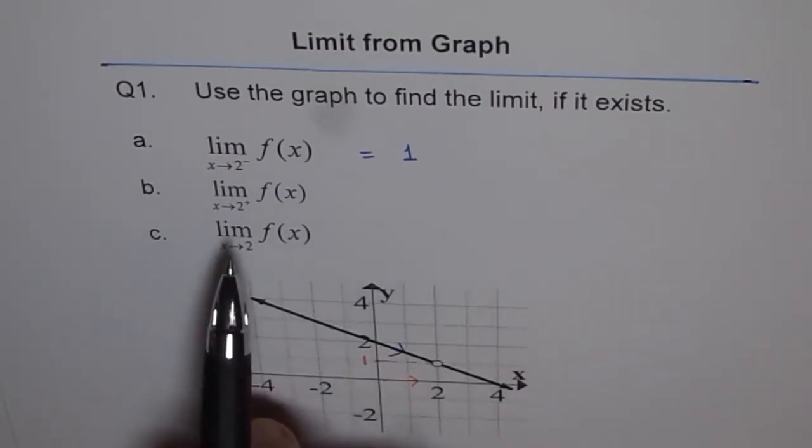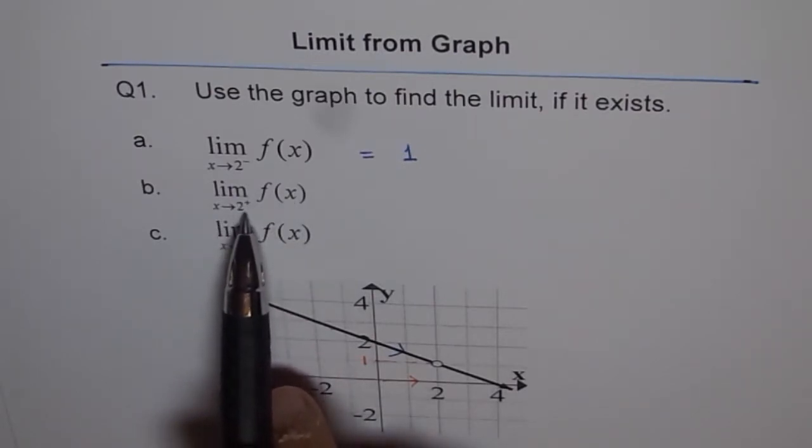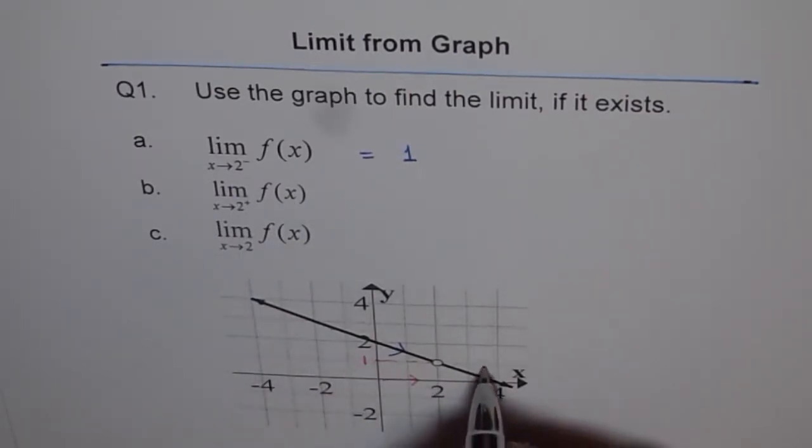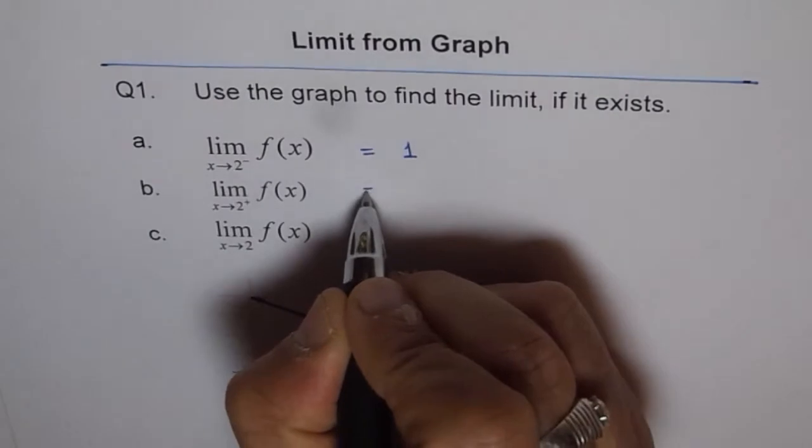Now part B is, what is the limit of this function when x approaches 2 from the positive side? Positive side means from the right side, from this side. So if you are on this graph and approaching from the right side, you also approach the value 1 as you approach 2, correct? So as x approaches 2, the function approaches 1. Therefore, the limit is equal to 1.